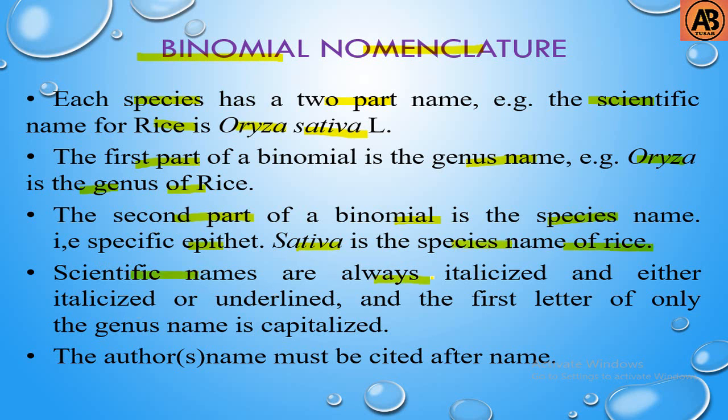Scientific names are always italicized, either italicized or underlined, and the first letter of only the genus name is capitalized. The author's name must be cited after the name.